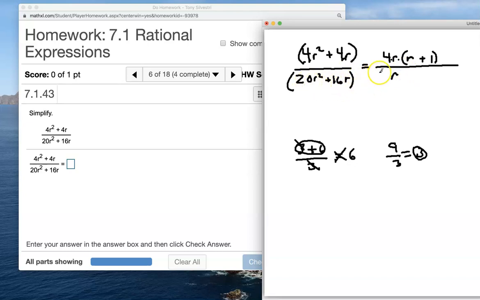I'm going to pull out a 4 too, because 4 goes into 20 and 16. And when 4 goes into 20, it's 5 times, leaves you with an r here, plus 4 goes into 16 4 times. I already pulled out the r. There you go. All right.